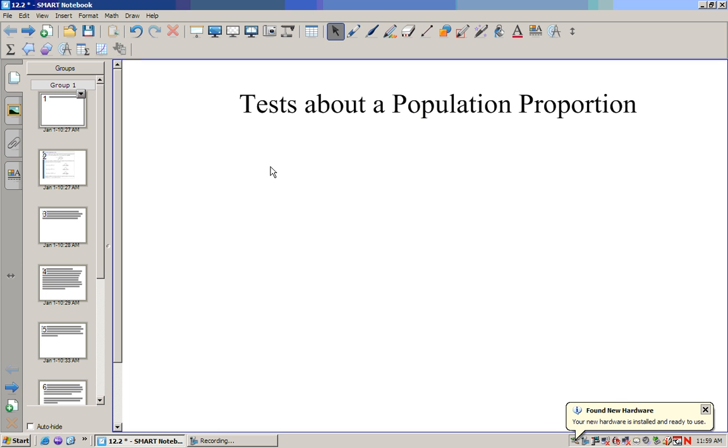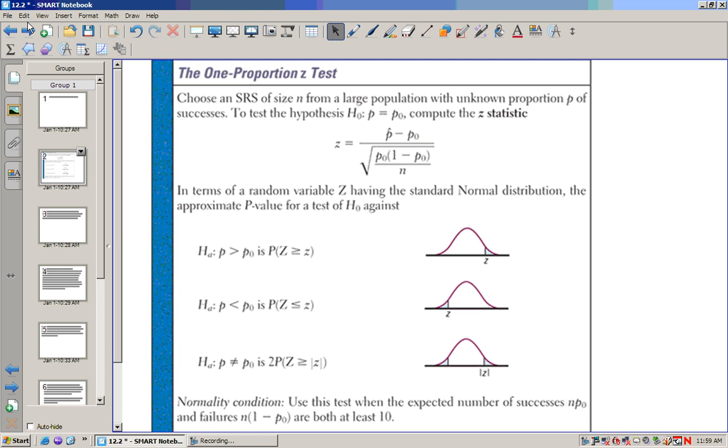Hello, welcome to 12.2. Today we're going to learn about tests about the population proportion. So we're going to be dealing with proportions today rather than means, which is what we did for the past 2 days. Now, for a one proportion z-test, we can figure out our z statistic. Remember, with proportions we use z's.